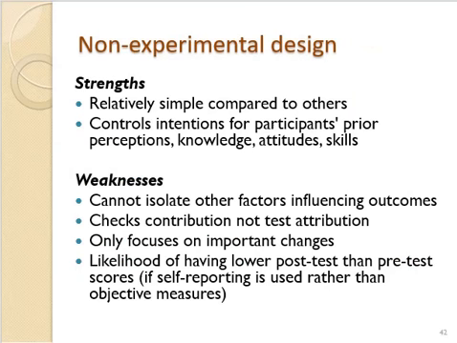The strength is that it is relatively simpler compared to the experimental designs, and it controls the intentions of participants' prior perceptions. For instance, changing behaviors and so on, the ones we just looked at during the explanation for experimental designs. The weakness is that it cannot isolate other factors. It checks contributions, not attribution, only focuses on impact changes, and of course there is a likelihood of having even lower post-test than pre-test scores, because you did not control influencing factors that would have helped in making sure that your implementation is focused.